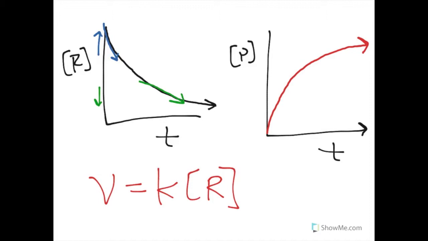This equation is known as the rate law, and this is a first order reaction because the rate depends on R in a linear fashion. That is, on R to the power of 1, to the first order. So the loss of R will be exactly equal to the gain of P. So we can write this again.